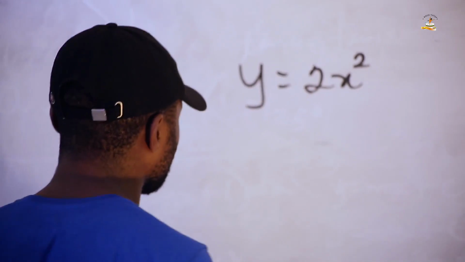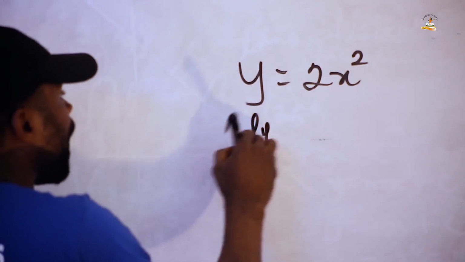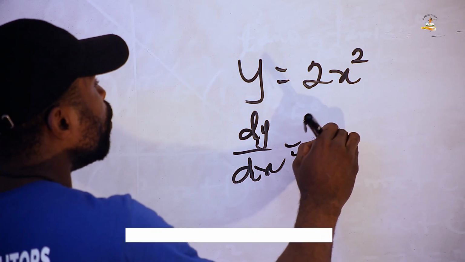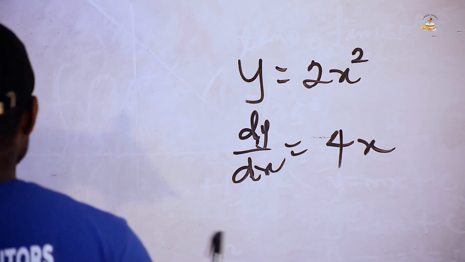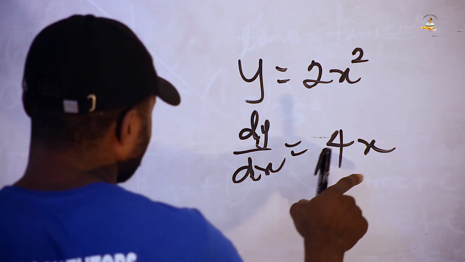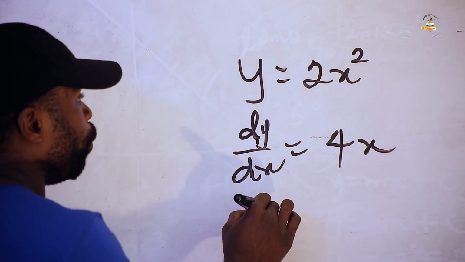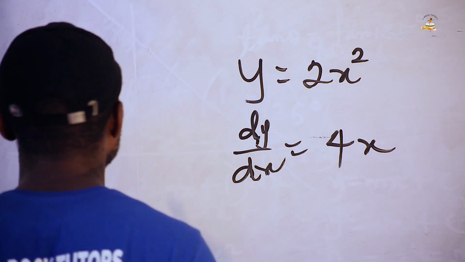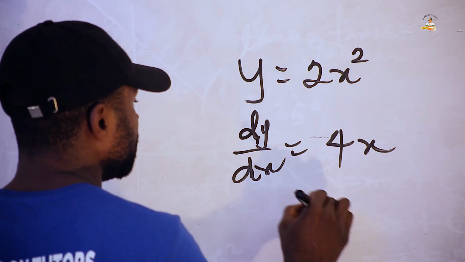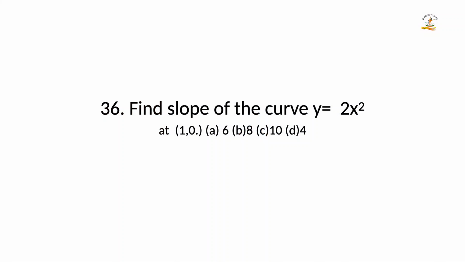At the point (1, 0), we differentiate the function: dy/dx equals 4x. Since we want to find the numerical value of the slope of the curve at this point, we set x equal to 1. Therefore, the slope will be 4 times 1, which is equal to 4. The slope of the curve y equals 2x squared at (1, 0) is 4.